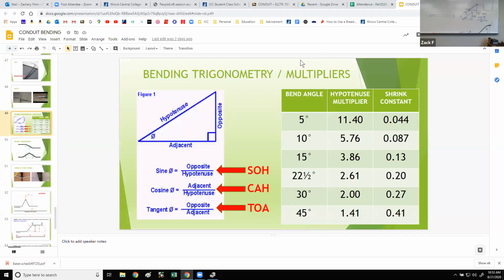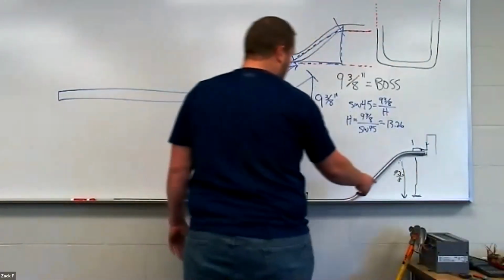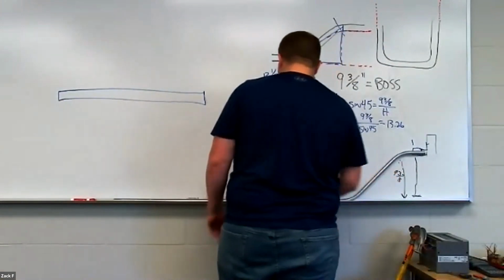See on this graph, hypotenuse multiplier for a 45 is 1.41. This is the method that a lot of people use too. So if I know that the multiplier for a 45 is 1.41, I take that multiplier times the height of my obstruction. So somebody do me a favor. Let me switch back to the camera. Somebody do me a favor and take 1.41 times 9 3/8.